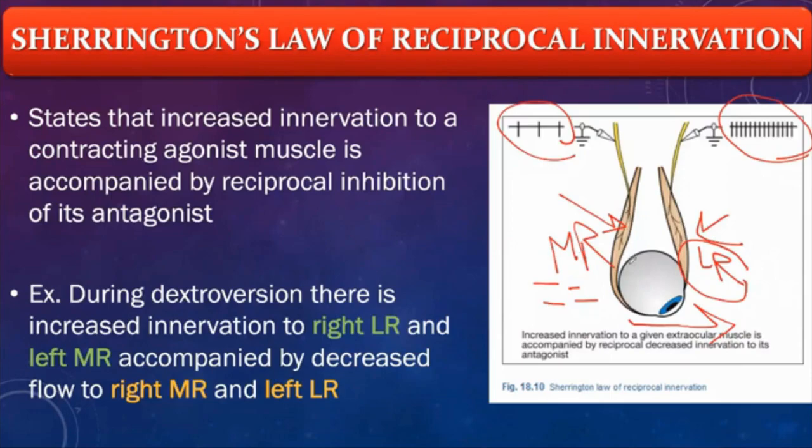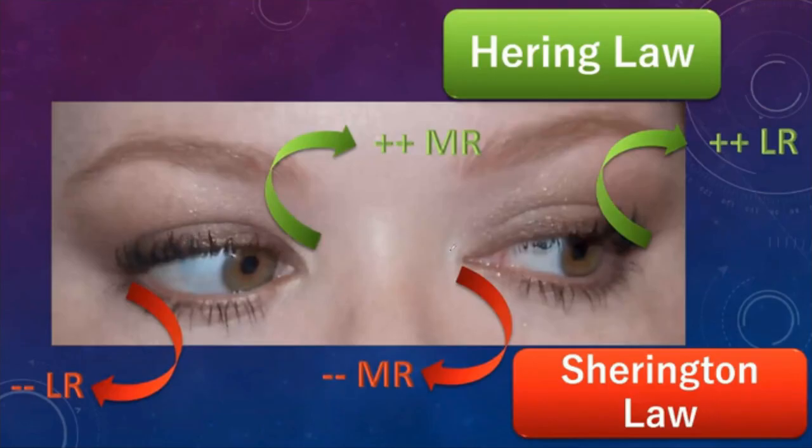If the superior rectus should contract, the inferior rectus should relax. So this is called reciprocal inhibition of the antagonist. So let's take this example. If this woman is looking to the left, then she is stimulating her right medial rectus and left lateral rectus. So the right medial rectus and the left lateral rectus are called yoke muscles.